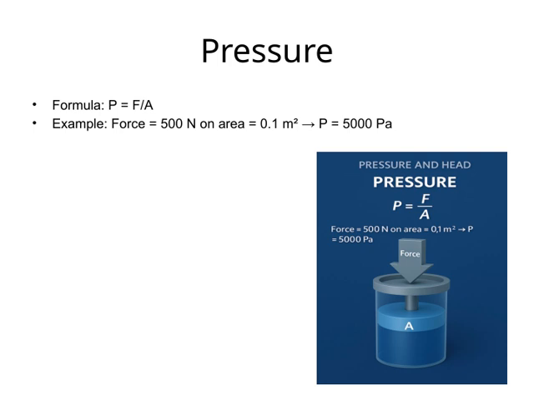For example, if you have a force of 500 newtons acting on an area of 0.1 square meters, you can calculate the pressure by dividing 500 by 0.1. This gives us a pressure of 5,000 pascals.